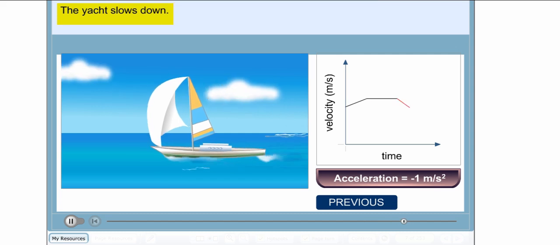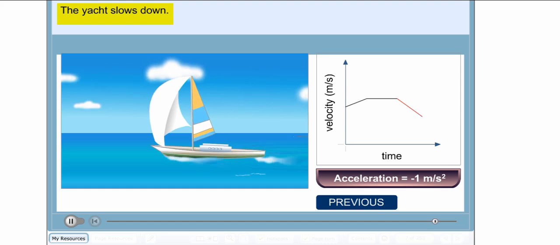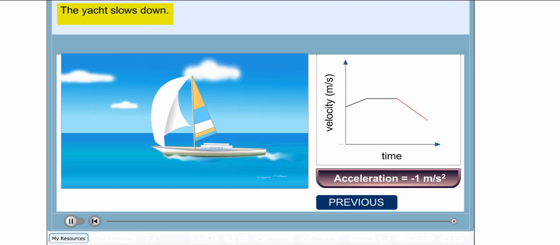We continue to see that the yacht is slowing down, and on the right we see on the graph that the line is decreasing and the acceleration is now negative. It is equal to -1 meter per second square, which shows us that the velocity has decreased.